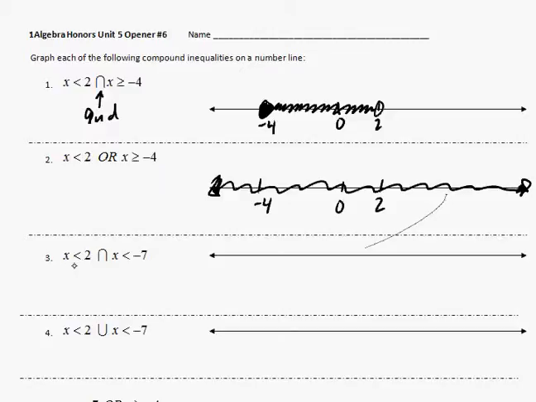Number 3 says that x is less than 2 and x is less than -7. I'll put down 2 and -7. And if x has to be both less than 2 and less than -7, that'd really be just the same thing as saying that x has to be less than -7. Because if x is less than -7, it's of course less than 2. We wouldn't want to include the numbers between -7 and 2, however, because these numbers do not satisfy both of these inequalities.